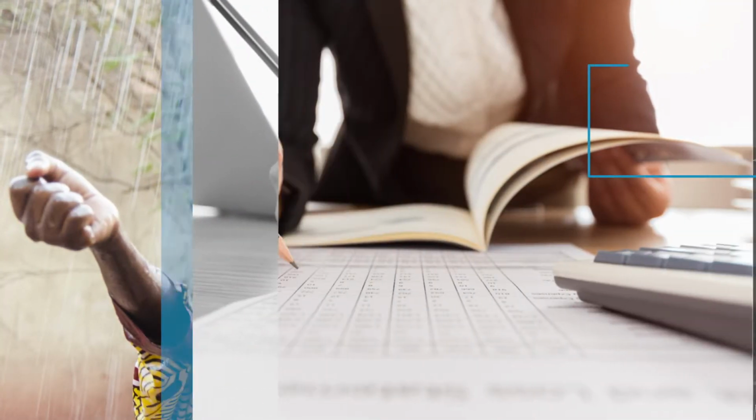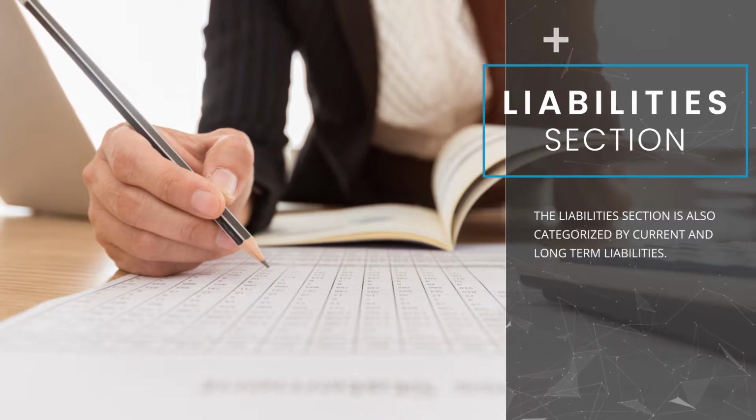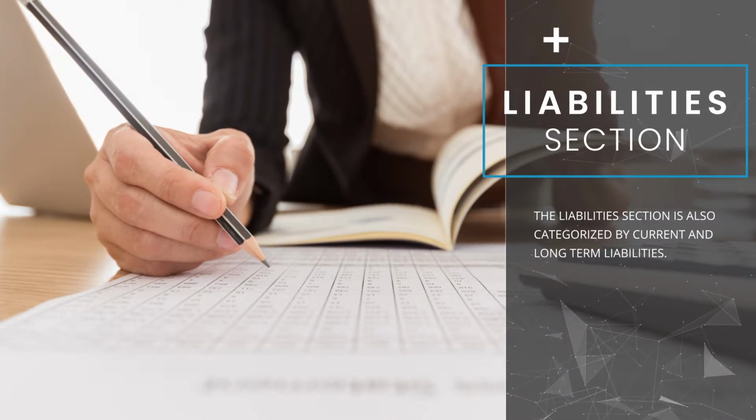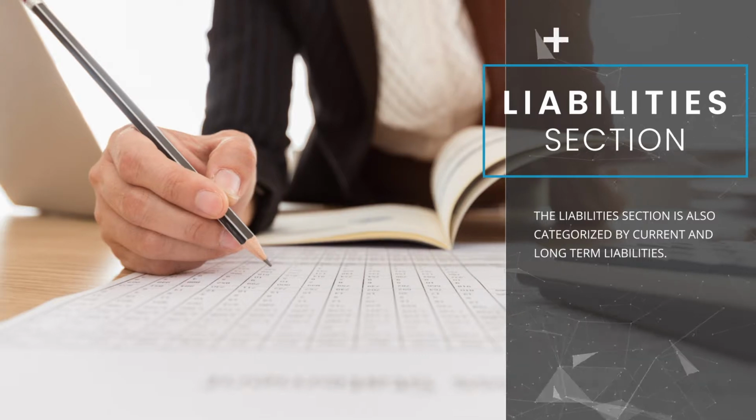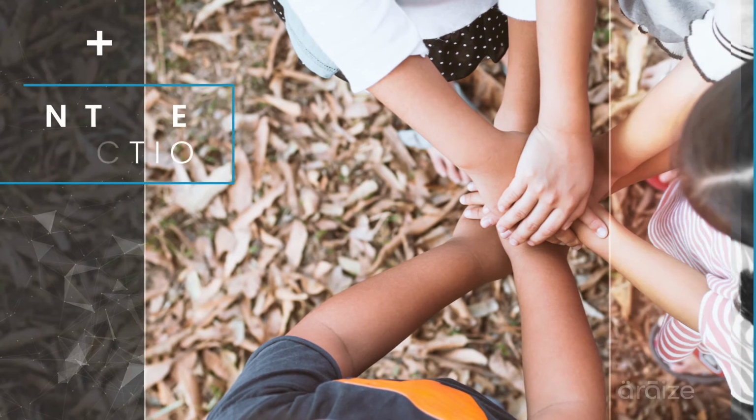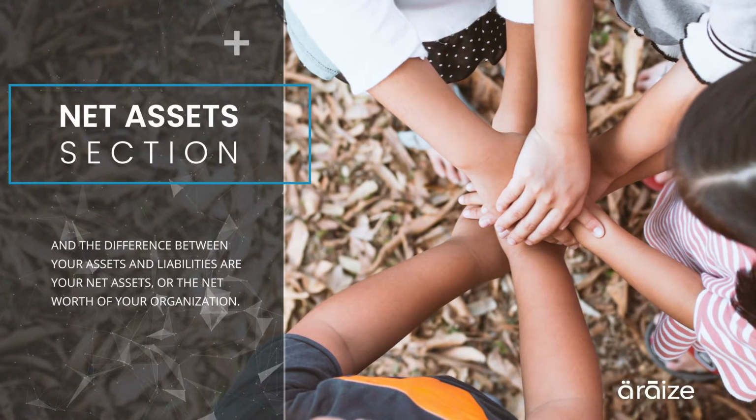The liability section is also categorized by current and long-term liabilities. Current liabilities contain your payables, accrued expenses, payroll tax liabilities, and short-term loans. Long-term liabilities contain the long-term payables, such as mortgages or loans. Essentially, assets are what your organization owns, and liabilities are what your organization owes. And the difference between your assets and liabilities is your net assets, or the net worth of your organization.